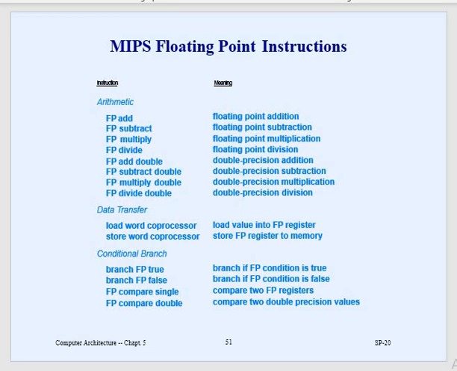That means FP add, FP subtract, FP multiply, FP divide. So all this means floating point addition, floating point subtraction, floating point multiplication, and so on. And the floating point add double means double precision addition. What does double precision addition mean? That the addition will be having the 18 words.